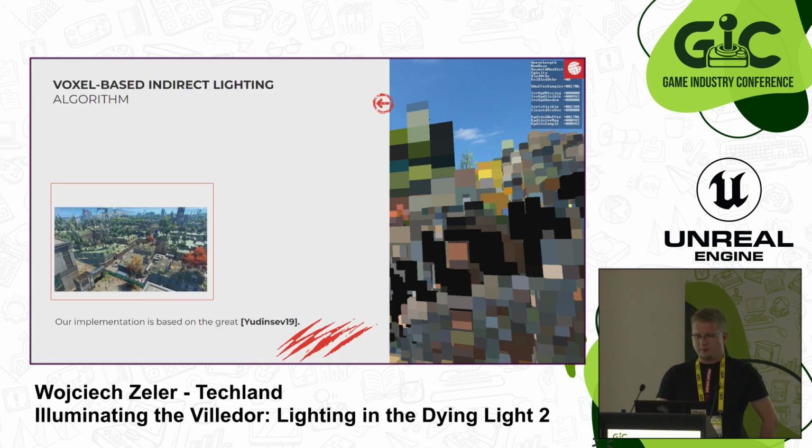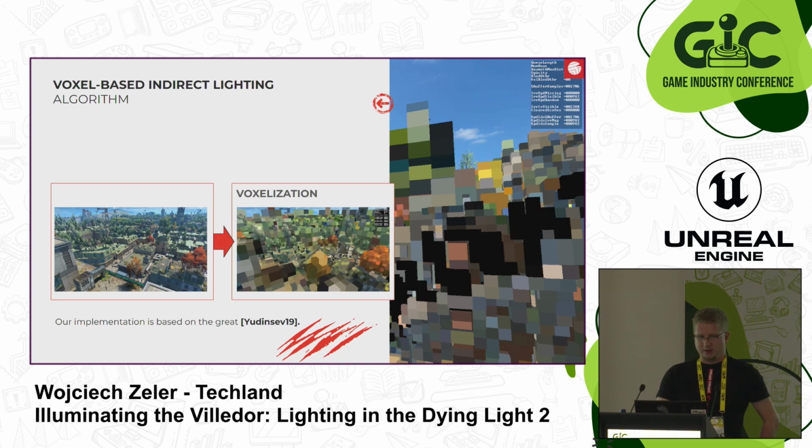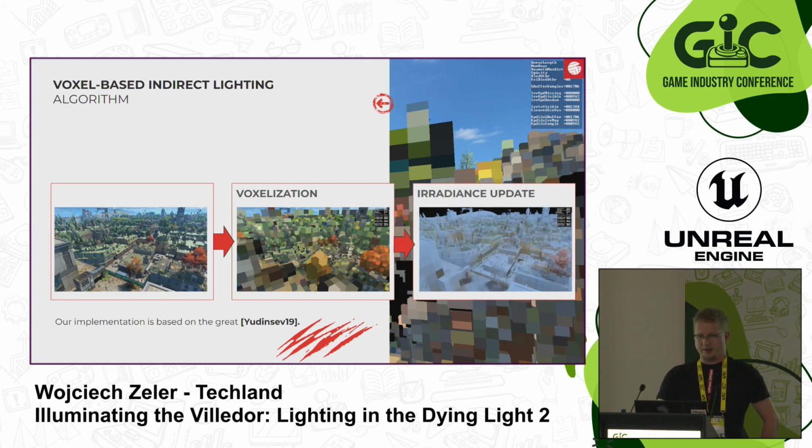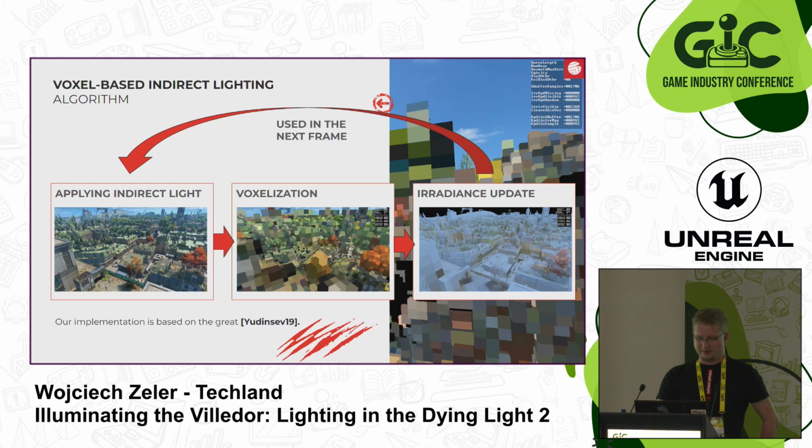The algorithm for our voxel-based indirect lighting contains three major steps. First, we have our HDR scene. Then we need to voxelize it and update all voxel cascades. In the next step, we need to update voxelized irradiance using that voxelized scene. And then, in the next frame, we can apply that voxelized irradiance to our HDR scene. So that's our whole voxel algorithm.